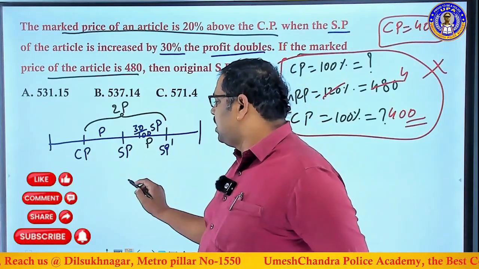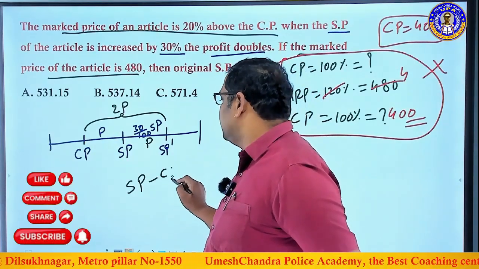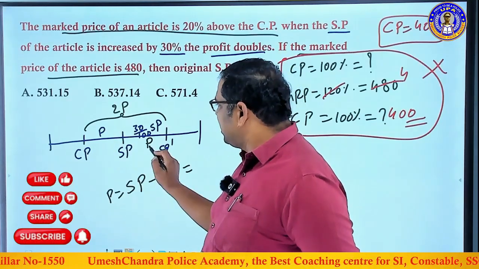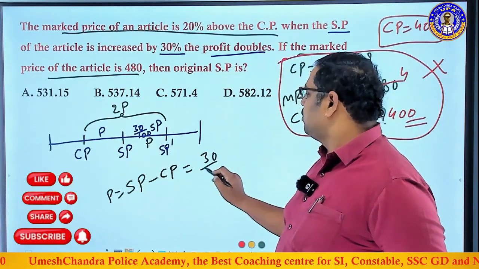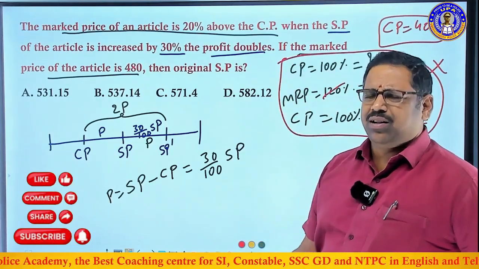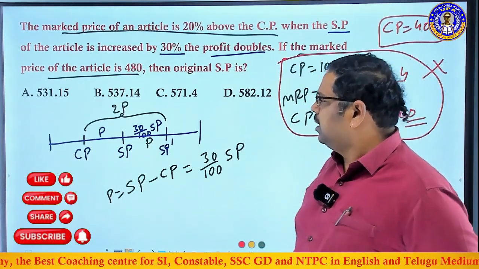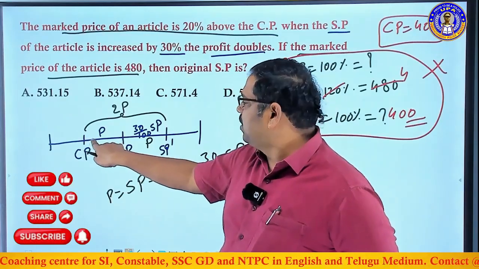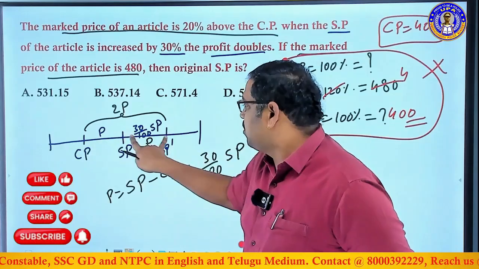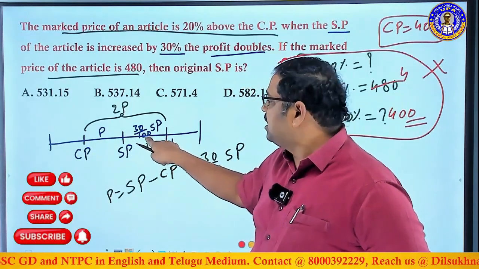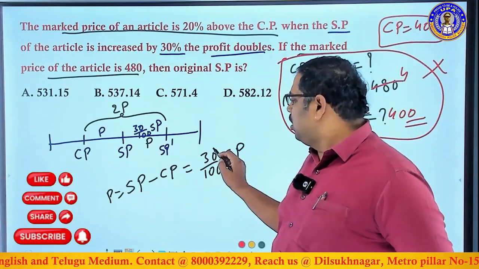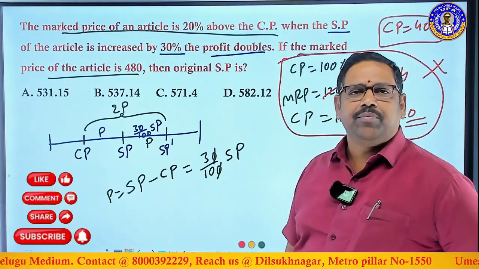What is meant by profit? SP minus CP is nothing but the profit here. So the same profit I can write as 30 by 100 into SP. Of course, I can convert it into ratios also, but it is not required. Directly I can work it out. Profit is nothing but SP minus CP, but observe that this total is 2P and this is P, so this is also P. This P is nothing but 30 by 100 into SP. That's why I'm equating these two. Segregate all the SPs to one side and all the CPs to one side, then you will get the answer.